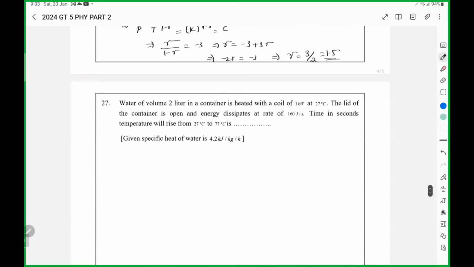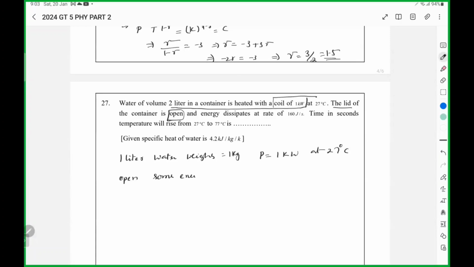Here, 2 liter in a container heated. First, 1 liter water weighs 1 kg. Power supplied 1 kilowatt at 27. So the lid of the container is open. Definitely, once it is open, some energy is rejected.